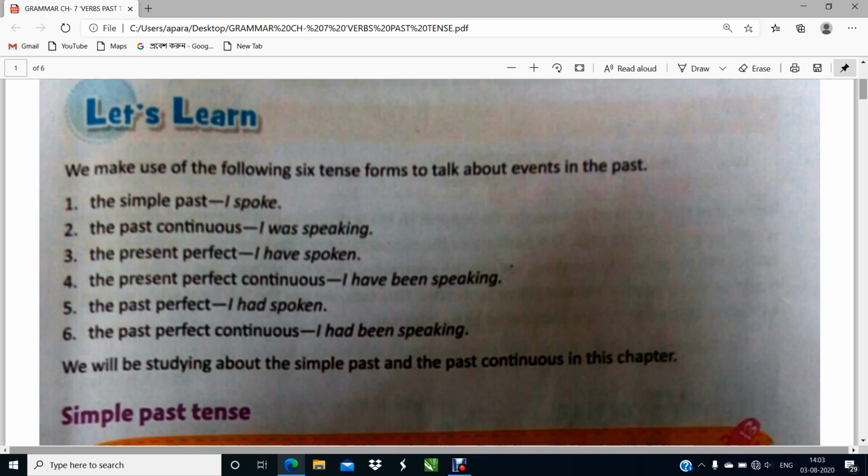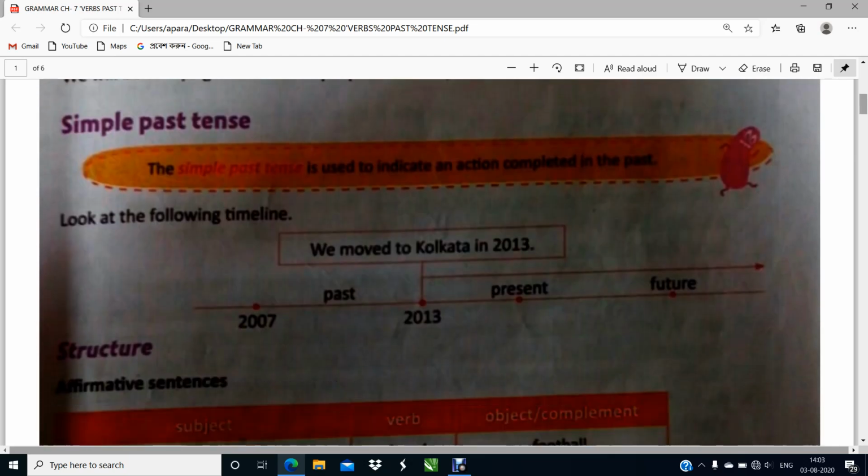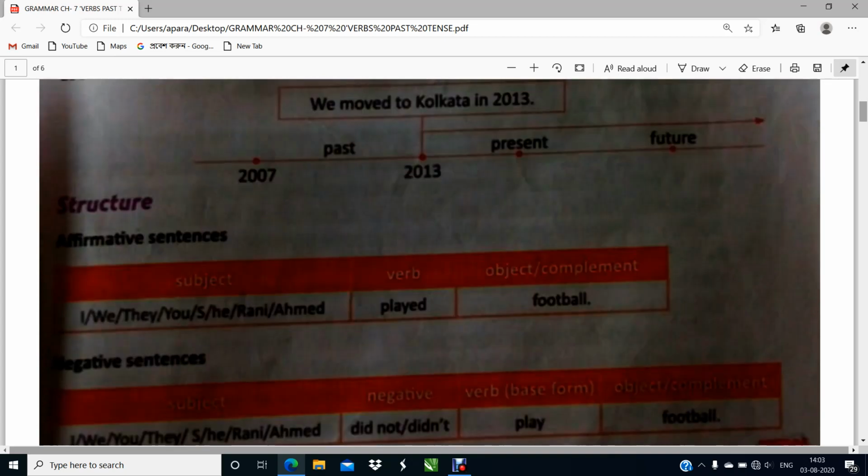Now let me explain to you all what simple past tense is. The simple past tense is used to indicate an action that was completed in the past. Here it's given: we moved to Kolkata in 2019. We wrote our work yesterday. These are all simple past tense. Now see here the structure in an affirmative sentence. We played football or I played football. It will be we wrote English. When did we write? Yesterday.